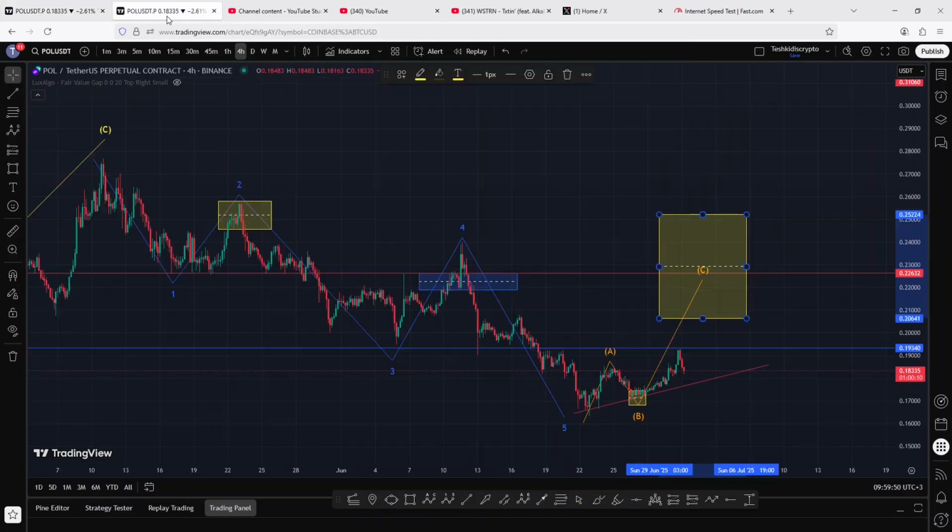So that is all that I'm expecting here on the POL chart, on the short term and also on the long term. And let us be patient and see how that plays out, and that will ensure you stay up to date.